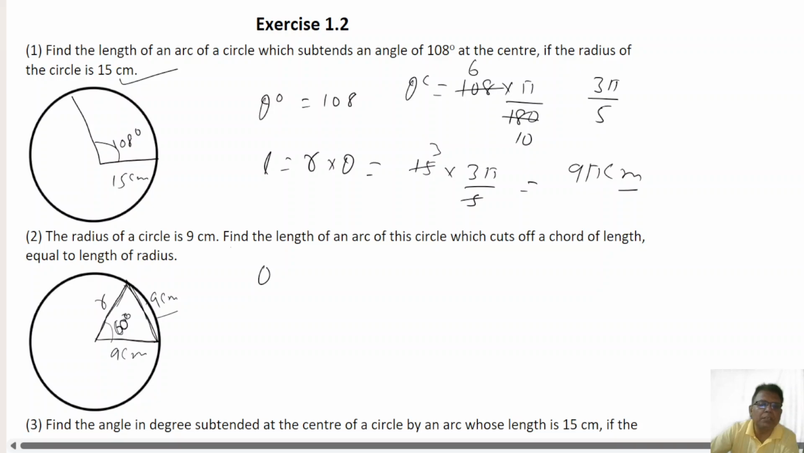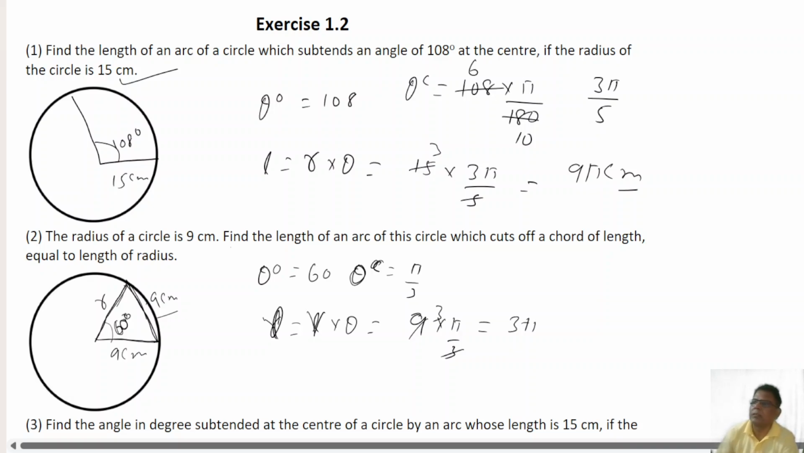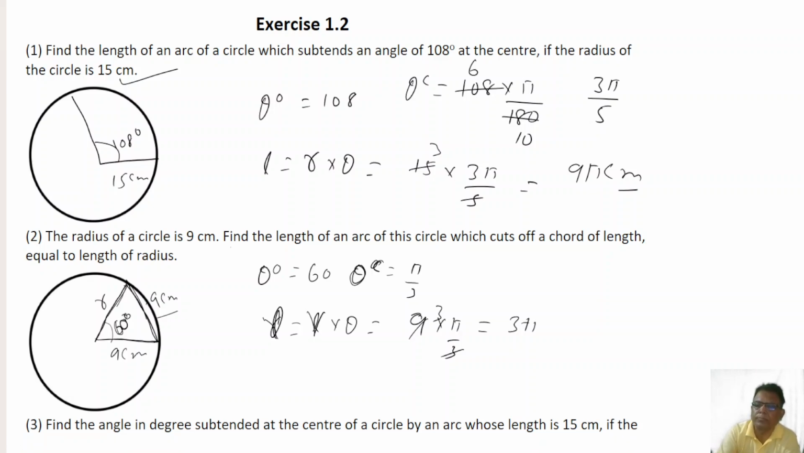Theta in degrees is 60, so theta in radians is pi by 3. So arc length L is equal to R into theta. R is 9, theta is pi by 3. So you put it here, then it becomes 3 pi. Now come to the next question.